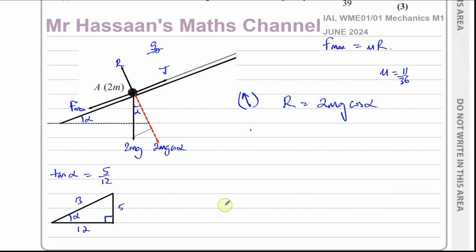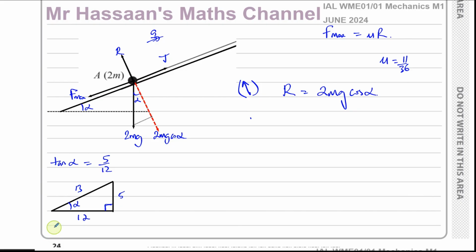There are certain types of triangles which you should really have an idea of. You have 3, 4, 5 triangles. You have 5, 12, 13 triangles. You even have 7, 24, 25 triangles. There are certain Pythagorean triples, and the most common are 3, 4, 5, and 5, 12, 13, as you'll see in these questions. And that helps us get exact values for the ratios that we need.